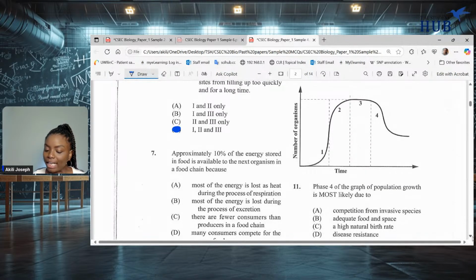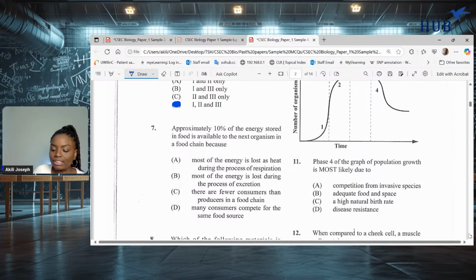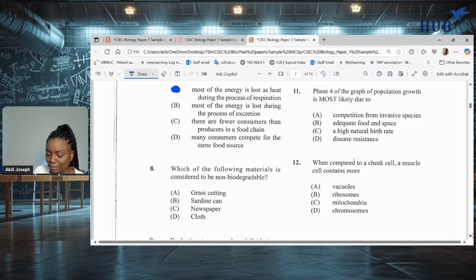7, approximately 10% of energy stored in food is available to the next organism in a food chain because most of the energy is lost as heat during the process of respiration, or most of the energy is lost during the process of excretion, or that there are fewer consumers than producers in a food chain, or that many consumers compete for the same food resource. It's going to be A, right? Most of the energy is going to be lost via respiration, some from excretion, but the majority is going to be respiration.